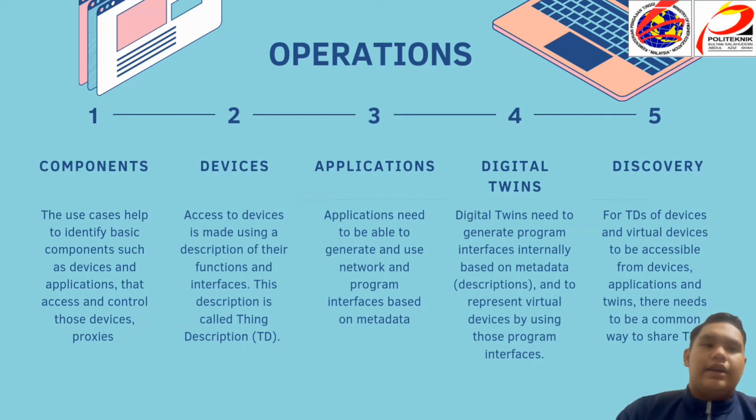For TDs of devices and virtual devices to be accessible from devices, applications and twins, there needs to be a common way to share TDs. A directory can serve this requirement by providing functionalities to allow devices and twins themselves, automatically, or their users, manually, to register the descriptions. Descriptions of the device and virtual device need to be searchable by external entities. Directories have to be able to process search operations with search keys such as keywords from the general description in the device description or information model.